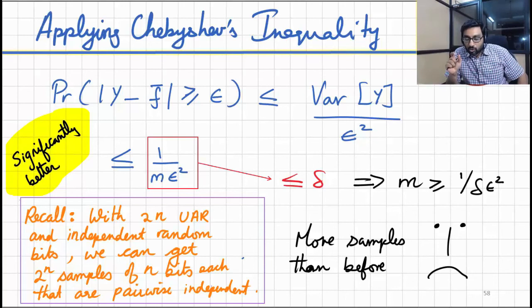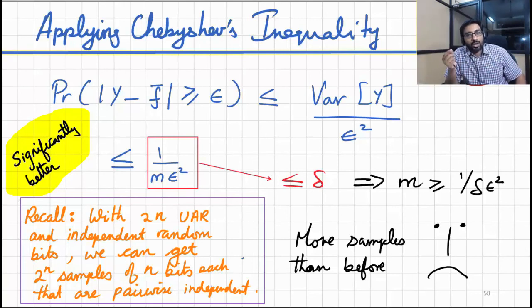if we had 2n uniformly random and independent random bits, then we saw that we can get 2 power n samples, each n bits long, and these 2 power n samples are guaranteed to be pairwise independent. And if the number of samples that we need here, 1 over delta epsilon squared, is just a constant, we should be able to generate that with very few truly random bits.